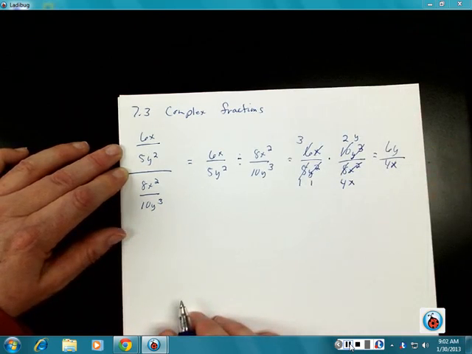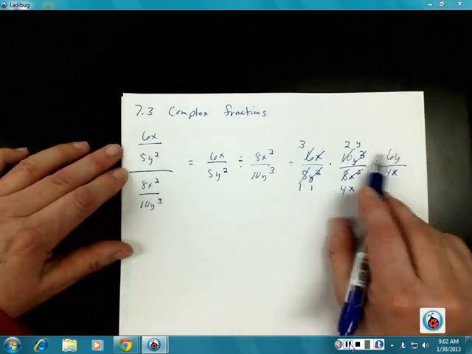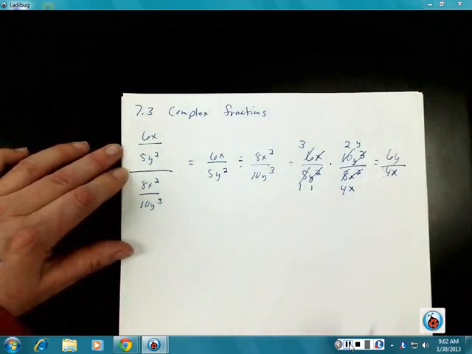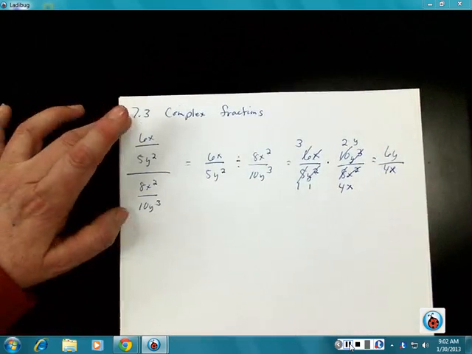Okay or not okay? Wouldn't there be a y there? Oh, I see, it was on the top left. Yep, the y's on the top. Whoops. Y's up here on the top, but it's not on the bottom, and so therefore it stays in the top. So that's one variety of complex fractions.